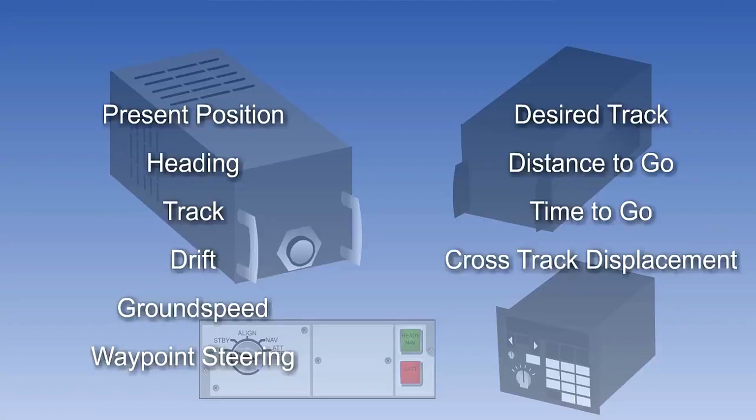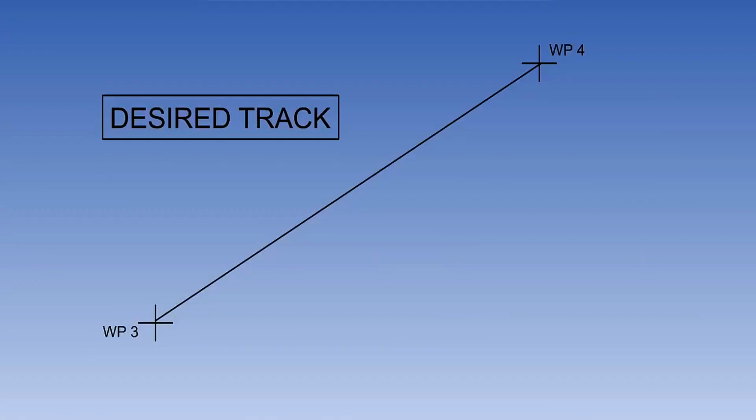And it offers two other facilities, again both associated with the desired track between two selected waypoints. The first is called cross-track displacement, and the second is track error angle. We'll explain these. This is a diagram of cross-track displacement.